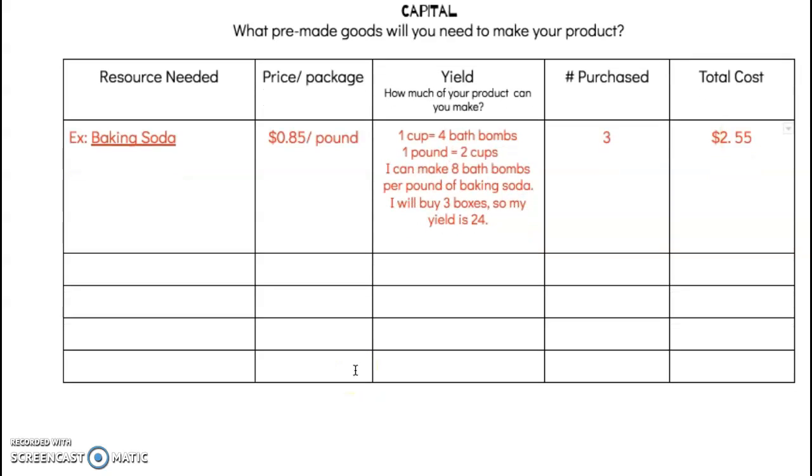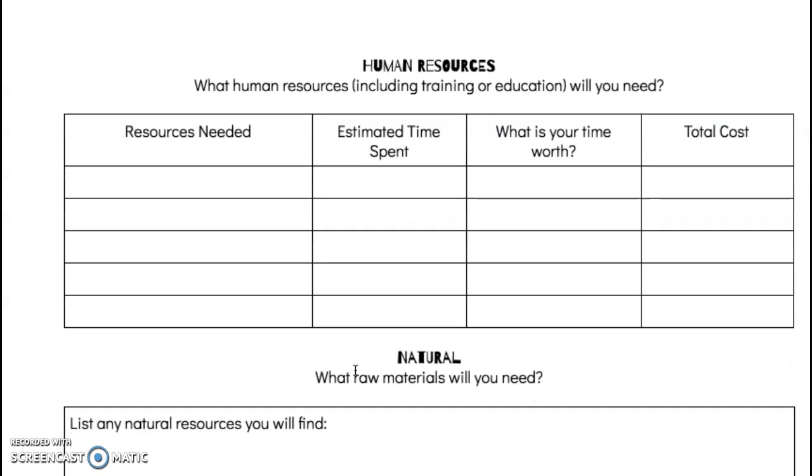Then, after I've figured out all my capital resources, all the things that I need to buy to make my good or service, I can move on to human resources. And remembering that human resources, it's the people we're going to need. So if you plan to hire someone to help you, that's a human resource. If you are hiring a tutor to help you learn how to do something, that's a human resource.